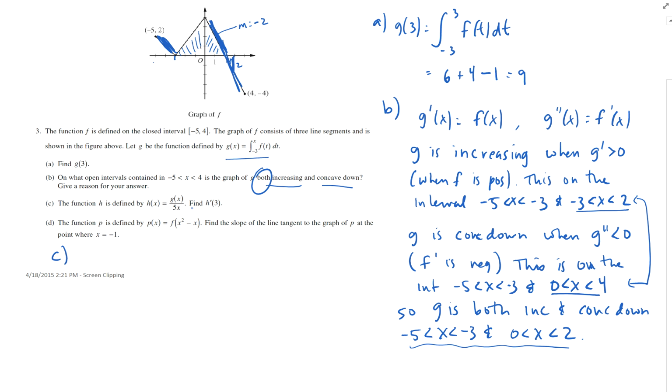H is defined by that. Find h prime of 3. H of x is g of x over 5x. H prime of 3, well, we've got to find h prime of x. That's a quotient rule, so it's the bottom times the derivative of the top.